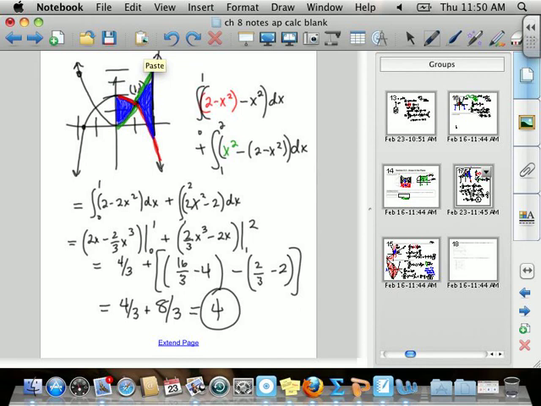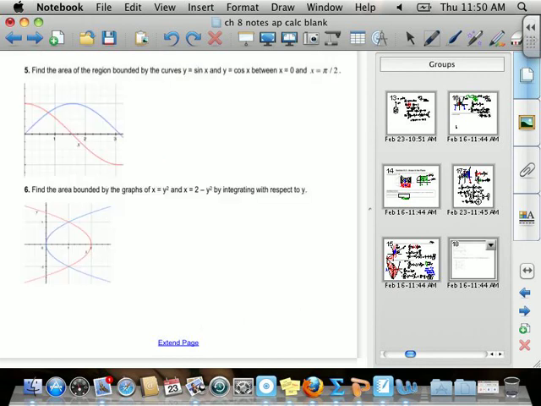All right, so let's try these ones. So same kind of thing. Find the area of the region bounded by the curves y equals sine of x and cosine of x between 0 and pi over 2. Okay, I went ahead and put these graphs in for you. Your book has a lot of the graphs in for you too, which is nice.